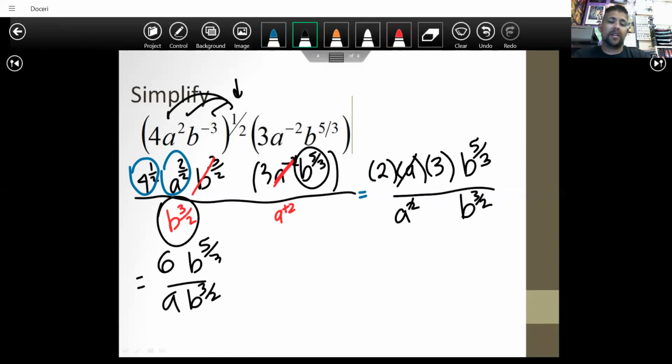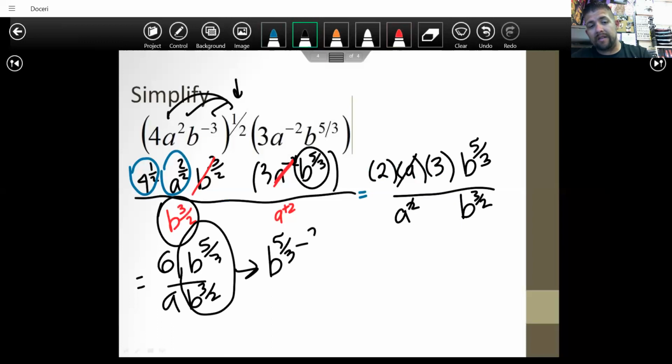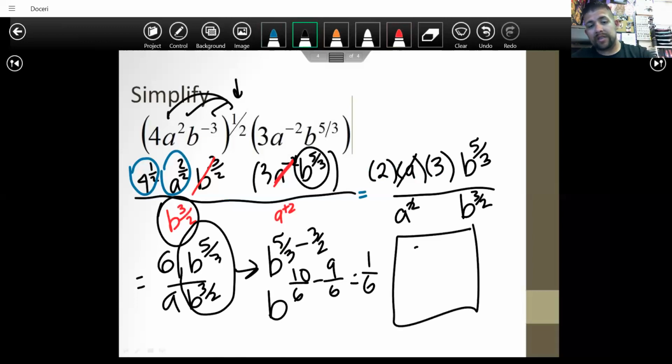So now that I'm seeing it this way, we have terms that we can actually subtract here. This becomes b to the 5/3 minus 3/2. We can create a common denominator, so it's going to be 10 over 6 minus 9 over 6, multiplying by 3, so it'll be 9. So we're going to get b to the 1/6 power. Okay, 1/6. We still have it bigger, so that's going to go on the top. Our final solution will be 6 b to the 1/6 over a. You can leave it as a fraction. I'm okay with that. You do not have to put it back into radical form. But if you do, it's going to be okay. I'll still accept it.